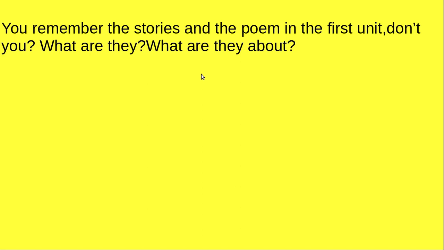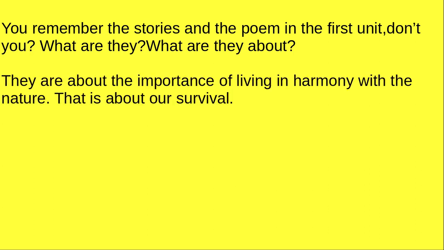You remember the stories and the poem in the first unit, don't you? What are they? What are they about? First one was a short story, Adventures in a Banyan Tree by Ruskin Bond. You remember? And the second story was again a short story written by Muhammad Bashir, and the poem was Lines Written Early Spring by William Wordsworth. What are they about? They are about the importance of living in harmony with the nature. That is about our survival.